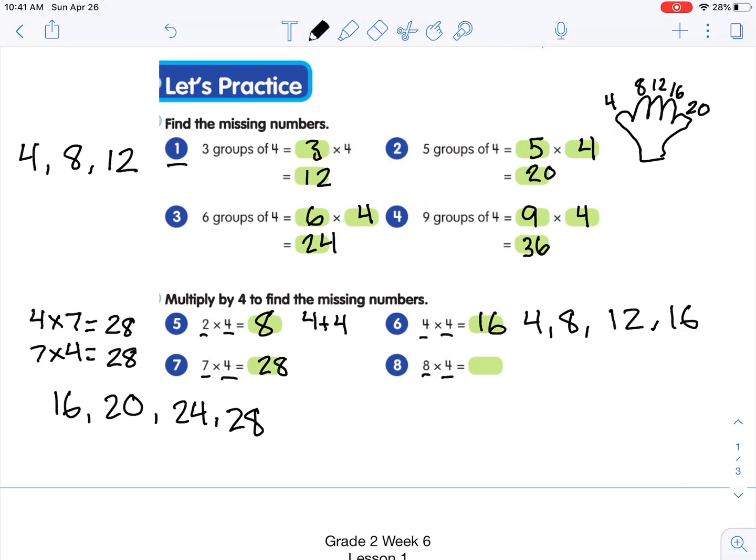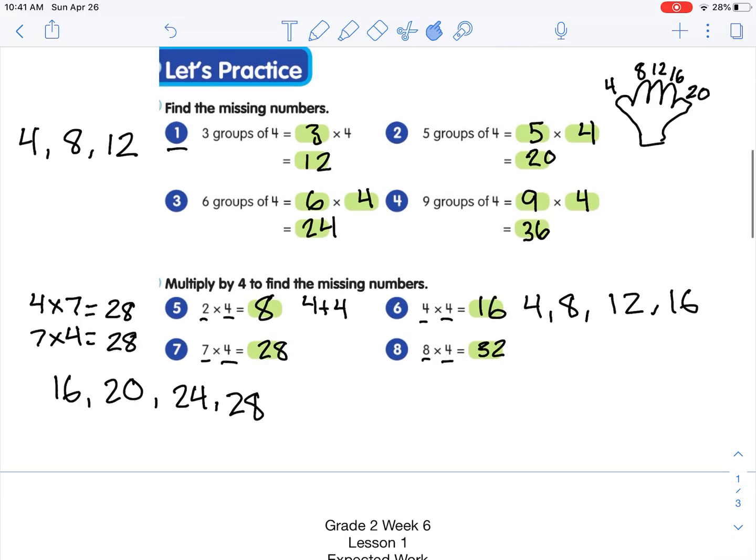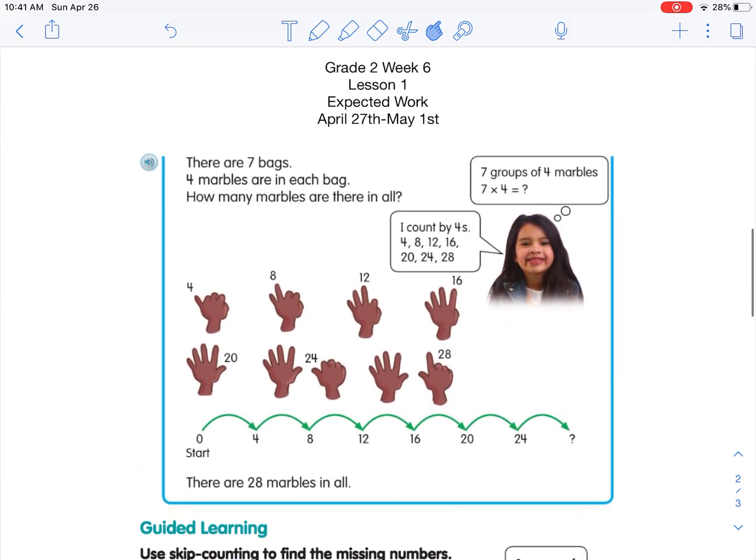Those are related multiplication facts. They're going to get us the same answer. All right, and lastly, we have 8 times 4, which we know is just one more group of 4 than 7 times 4. So 28 plus 4 is 32. All right, good work, guys. Let's keep going.